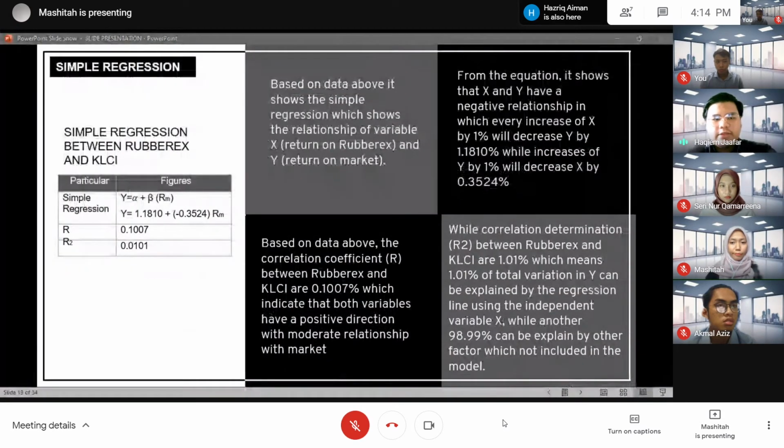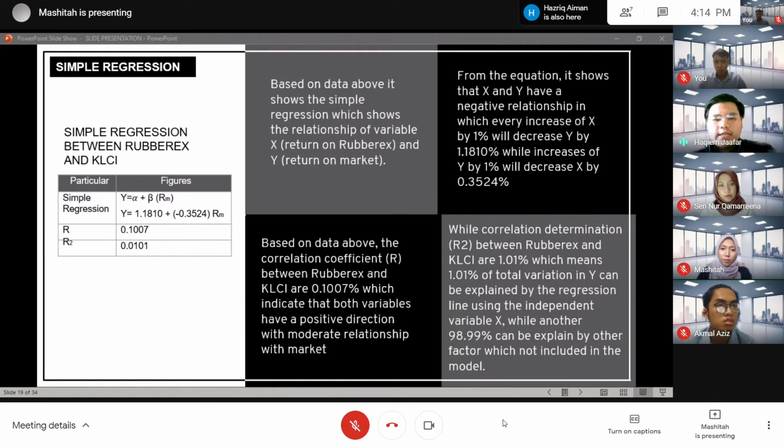Based on simple regression between Rubberex and KLCI, the data shows the relation where variable X is Rubberex and Y is the market. From the equation, it shows that X and Y have a negative relationship in which every increase of X by 1% will decrease Y by 1.1810%, while an increase of Y by 1% will decrease X by 0.3524%. Based on the data above, the correlation coefficient between Rubberex and KLCI is 0.1007%, which indicates both variables have a positive direction with a moderate relationship with the market.